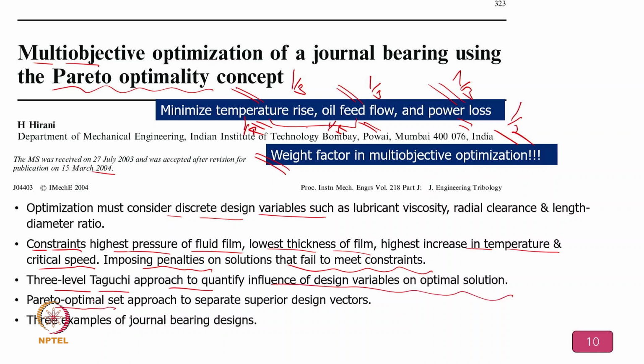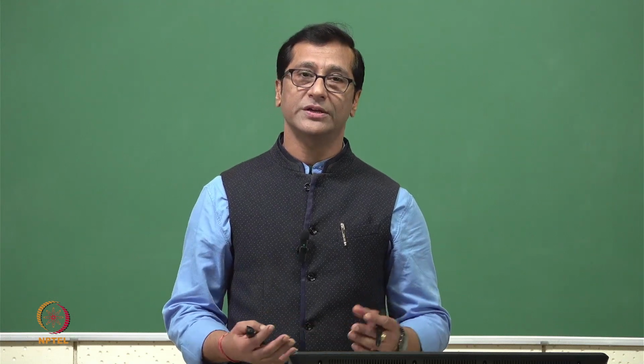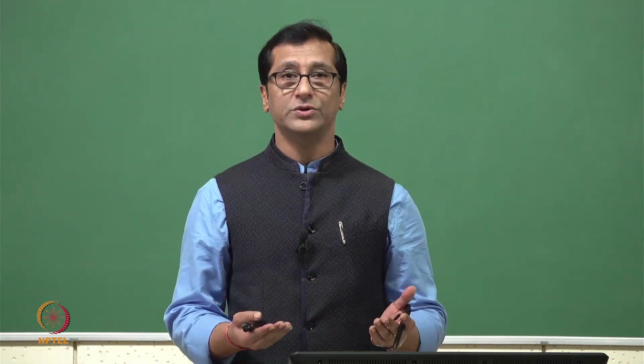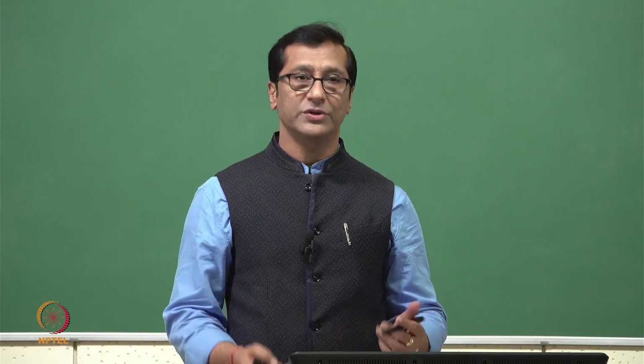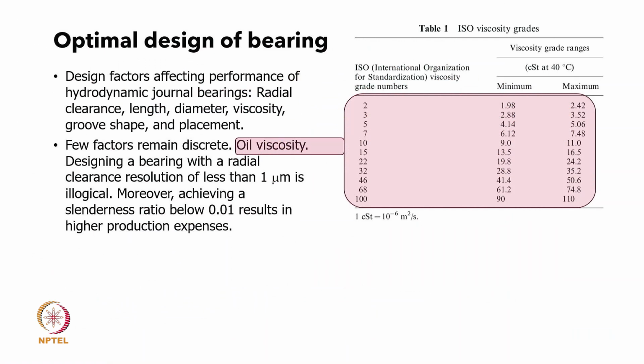We use a Pareto optimal set, which I'll demonstrate in the next few slides, to separate what is a superior design vector. We can calculate the design vectors using a numerical method, but which one is good, which one is the best, we should also think from that point of view. In this paper we solved three examples to compare it.